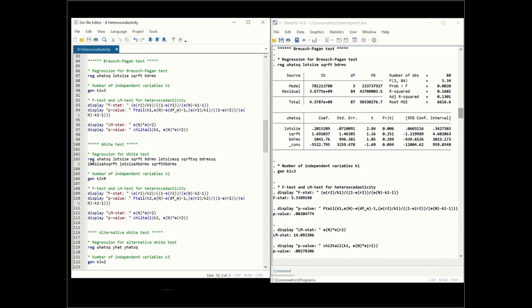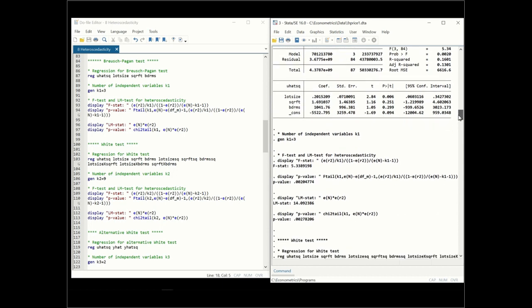For the White test, instead of just regressing u hat squared on the 3 independent variables, as we have in the Breusch-Pagan test, we would also include the squares and the interactions of the variables. So here the number of independent variables would be 9, because we have 3 variables, 3 squares, and 3 interaction terms. And here the way we calculate the F stat, the LM stat, and the p-values is exactly the same. So let's look at the results here.